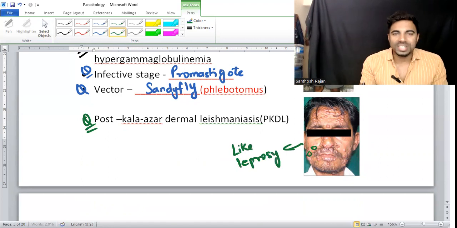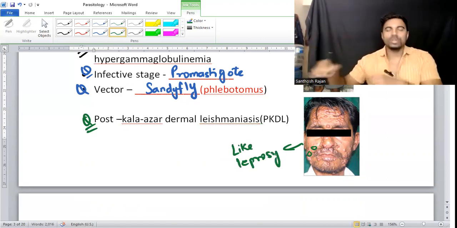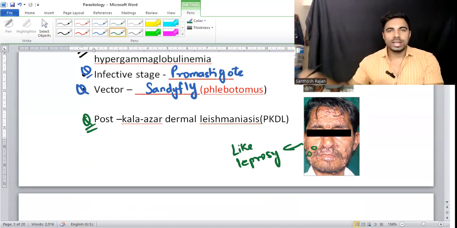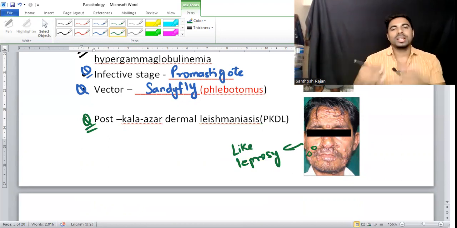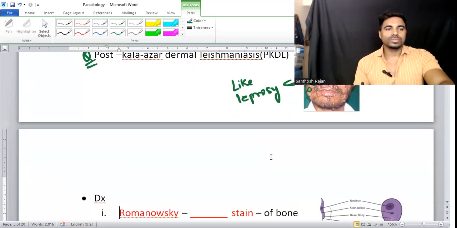So this picture comes, and if they give the history that the patient was treated for Leishmania donovani, Kala-azar, and after treatment, a few weeks or months later, you develop this type of lesion, then you think about what? Post-Kala-azar dermal leishmaniasis. Okay, that's it. That's a question. Okay, now next.